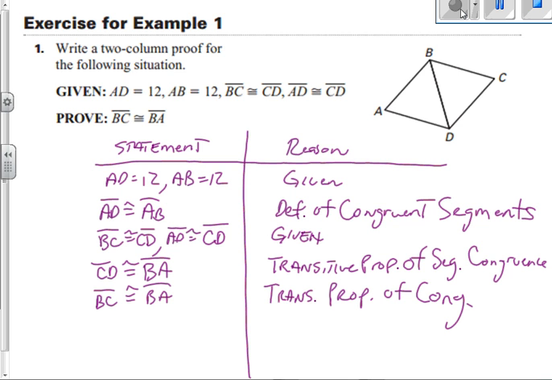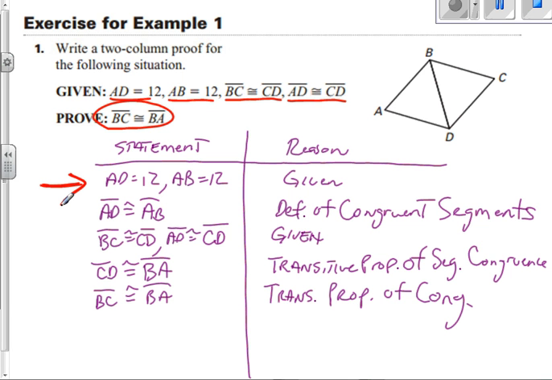I went ahead and worked out the proof, but let's go ahead and start. They're telling you that AD is equal to 12. We know that AB is equal to 12. We know that segment BC is congruent to segment CD, and segment AD is congruent to CD. We need to prove that segment BC is congruent to BA. Generally, first we do our given. AD is equal to 12. AB is equal to 12. That's given. Then we know that segment AD is congruent to segment AB.